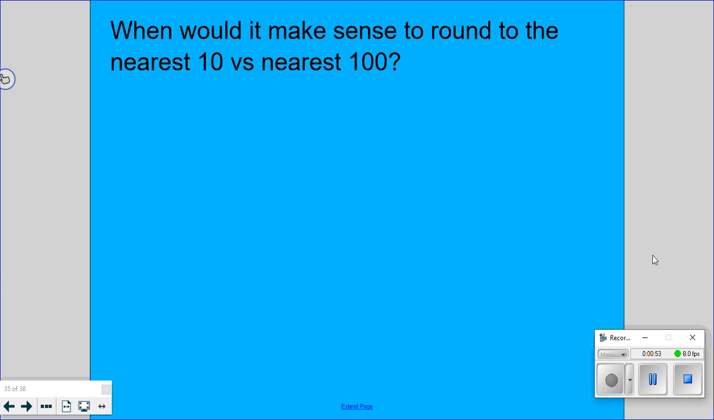Round it to the nearest 10 and the nearest 100. What are you rounding? Cupcakes. The 84 cupcakes. Round it to the nearest 10. Round it to the nearest 100. Then decide which type of rounding makes sense.